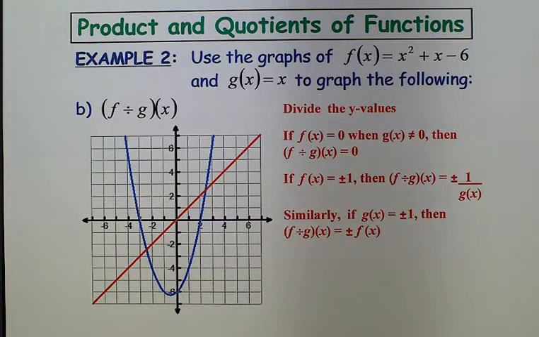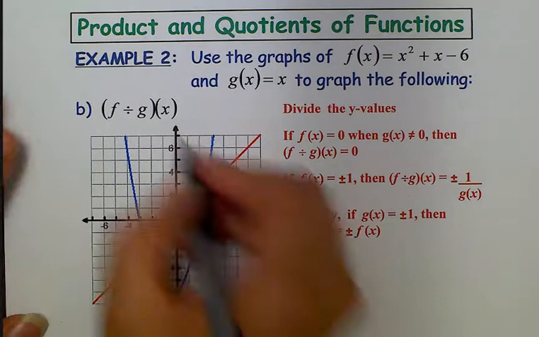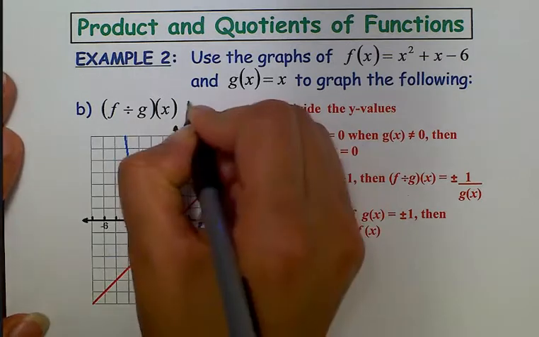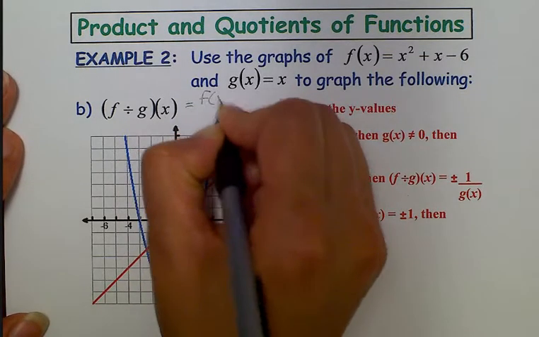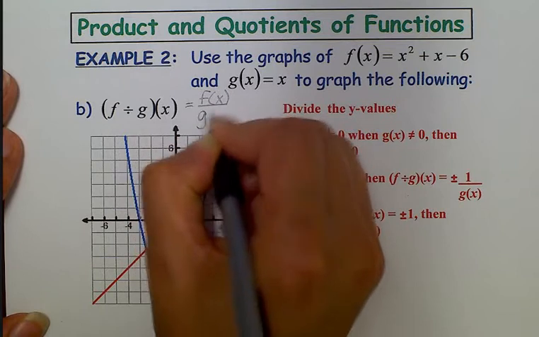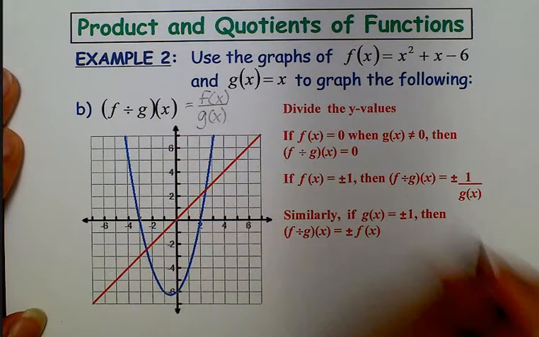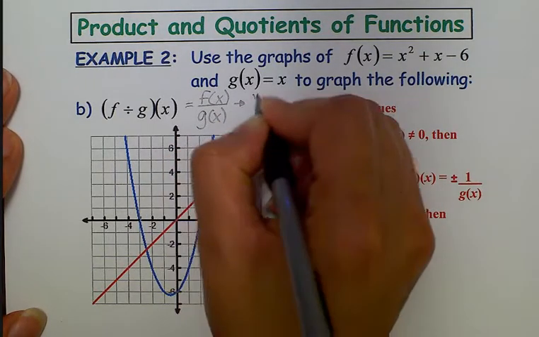Okay, so for the second part of the example, it asks us to use the graphs of f of x and g of x to graph the quotient of the function. So f divided by g of x is equal to f of x divided by g of x. And if you remember from the warm-up, this actually gave us a rational function.